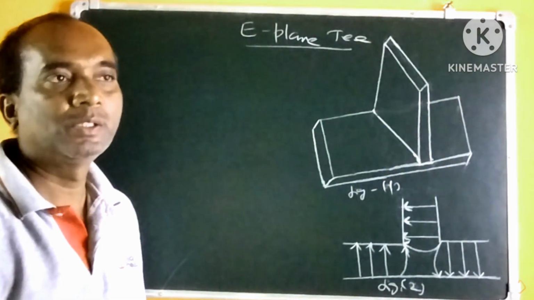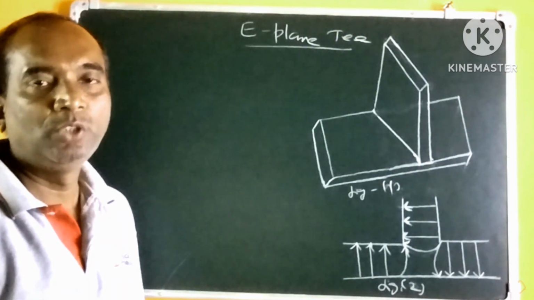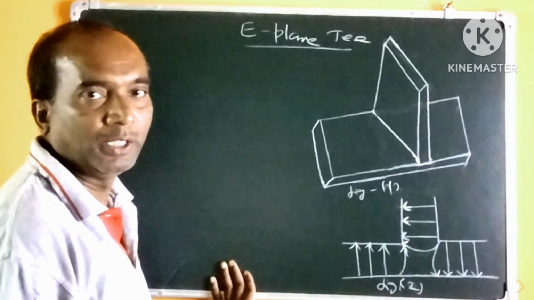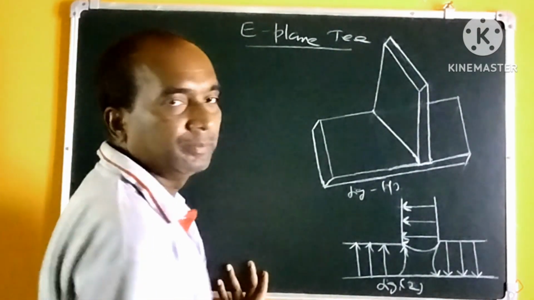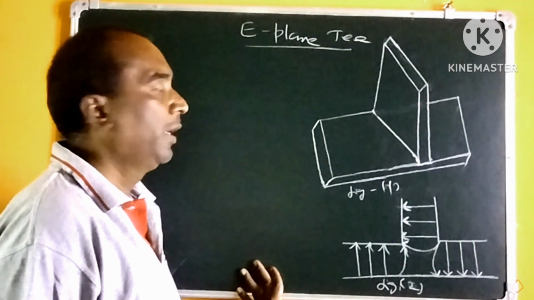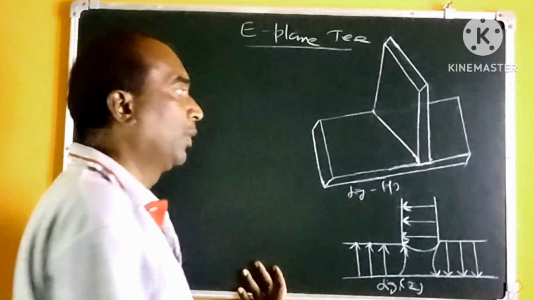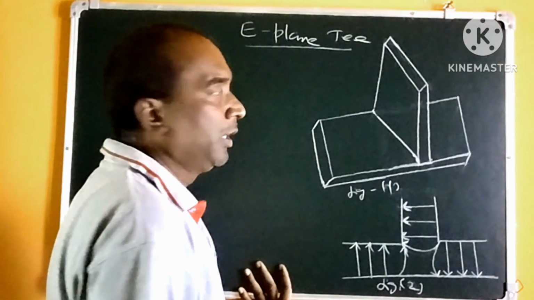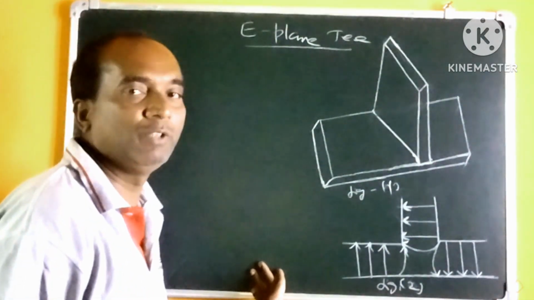In today's class, or in today's video, we will discuss the E-plane T junction. So it is the E-plane T junction. This can be formed when a rectangular waveguide section is cut along the broader dimension and one more waveguide is attached to the section, it will form the E-plane T.